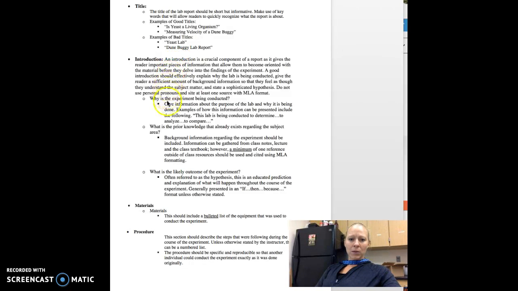So tell me why it's being conducted, meaning we're doing this to determine the most effective amount of sugar, and tell me what you already know, so all of your research, and what you think is going to happen. I would also include your hypothesis at the end of the introduction. It can be part of the paragraph or it can be just below it, whatever works for you.